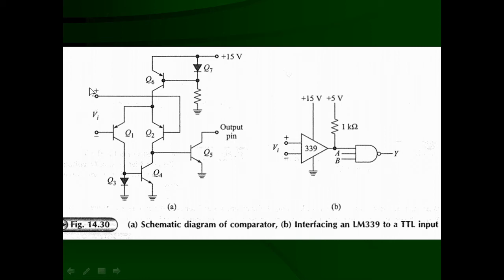So when the input is positive, remember, transistor Q6 is always conducting because this is a PNP transistor, and this emitter is going to be 15 volt with respect to the base. So the emitter is always higher potential with respect to this one. So this transistor is always conducting. It is working like a load resistance. Transistor Q1 and Q2 is also a PNP transistor.